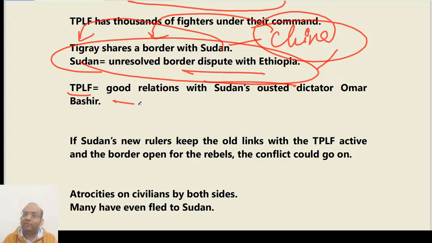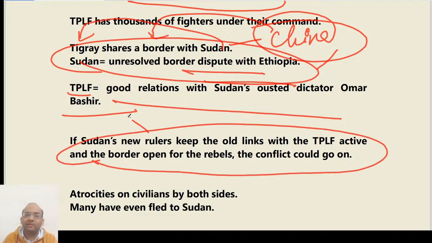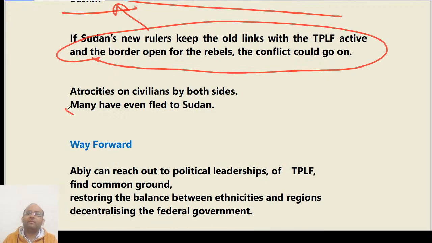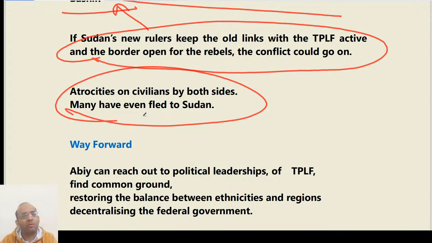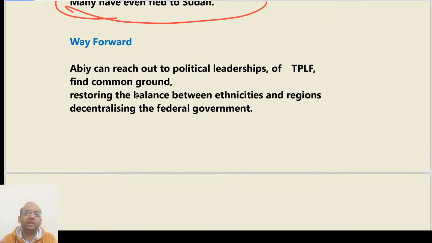And TPLF does have a good relationship with Sudan's ousted dictator Umar Bashir. If the Sudan's new leader maintains old links with TPLF, that may create new problems for the Ethiopian prime minister. And the ultimate sufferers are the civilians. They are now going to face huge war atrocities because of this political struggle between two factions of the country.